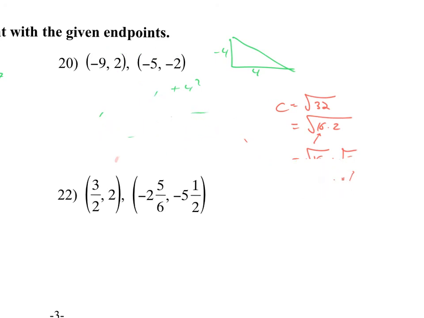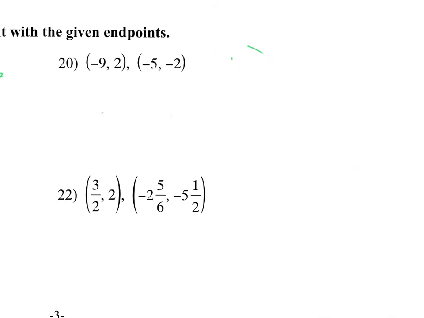If you find the midpoint between these, it's just the average of the two, divided by 2. So that's 0 over 2, so that's 0, which makes sense because one is at positive 2 and the other is at negative 2, so halfway between the two is 0. And the average between these is negative 9 plus negative 5 over 2, which is negative 14 over 2, which is negative 7. So I think that's our midpoint.